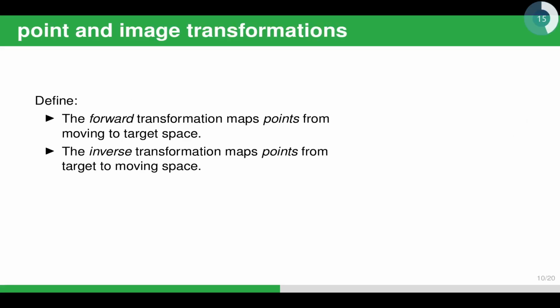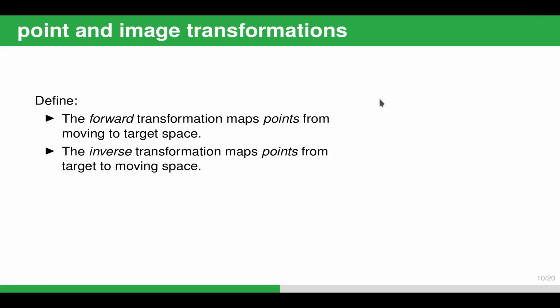Great. So now we have to cover one of the more counterintuitive aspects of transformations and image registration. I've been talking about transformations as applying to points because that's what they do. They transform points. But image registration needs to transform images. How do we use a transformation to create transformed images when we can only transform points? So that's what we'll learn now. Let's first define that the forward transformation is what maps points from the moving image to the target image space. So therefore, the inverse transformation will map points from the target to the moving space.